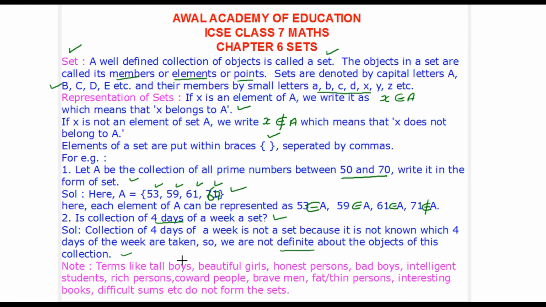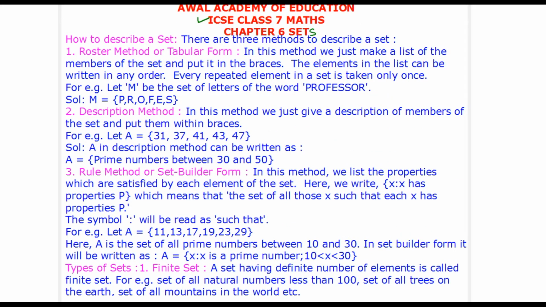In the same way, terms like tall boys in a class, beautiful girls in a class, honest persons in a society, bad boys, intelligent, brave, thin, interesting, difficult are vague terms. They do not form sets and do not represent sets, right?